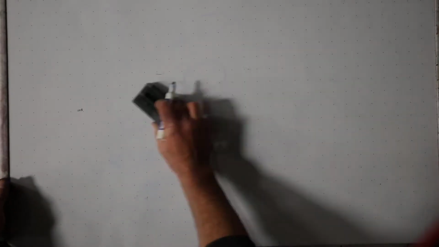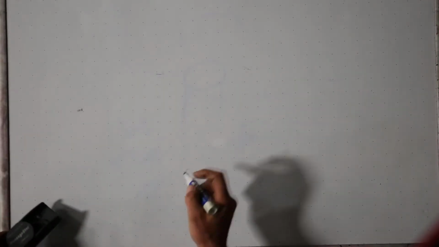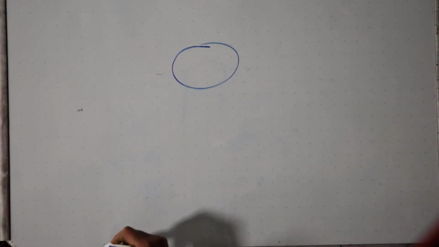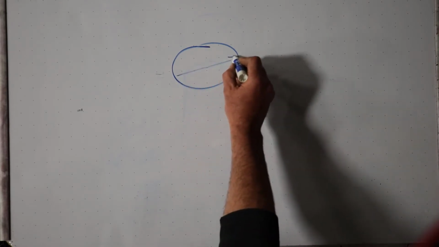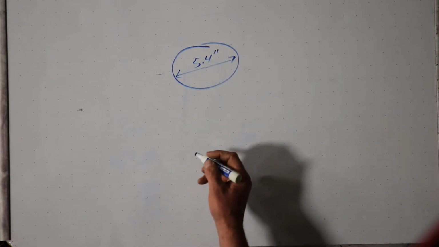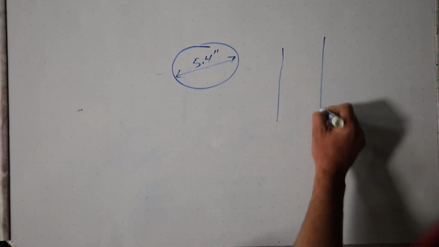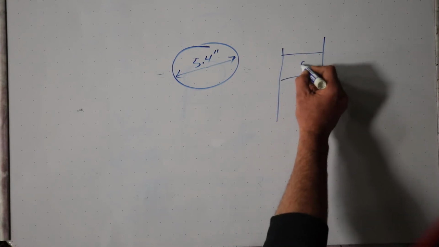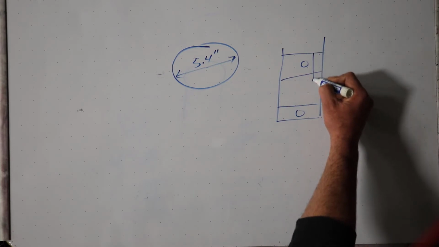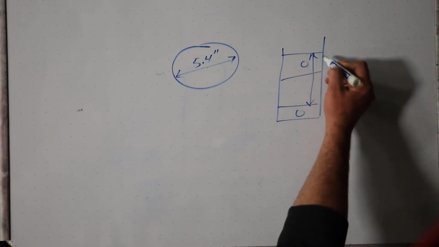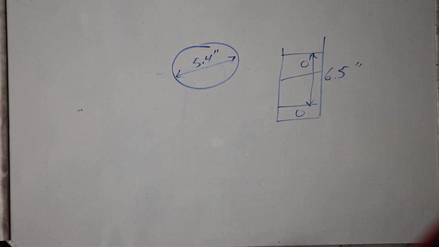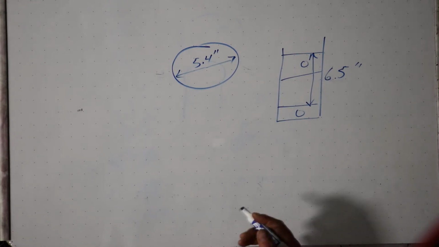So let's do a quick example here. Let's say my cylinder, the diameter of the cylinder is 5.4 inches. And let's say when the piston is at top dead center and at bottom dead center, the distance that the piston travels is 6.5 inches. Okay? So we need to figure out the volume.